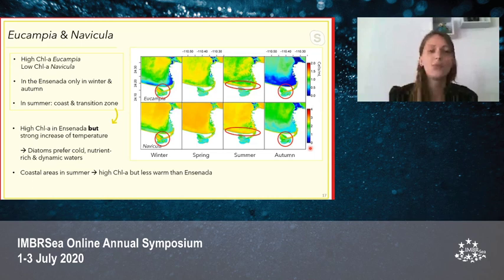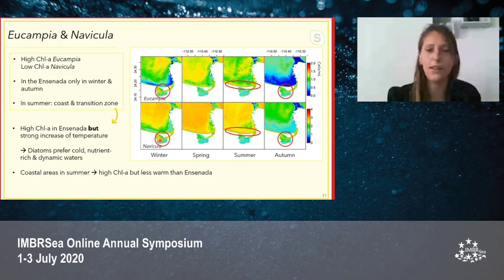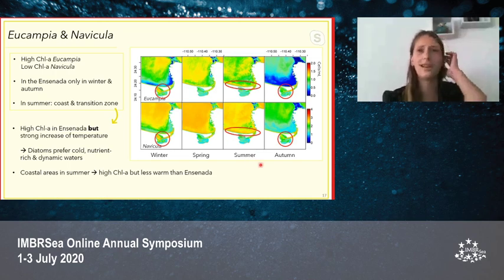This is because the Ensenada presents a high amount of chlorophyll A, but also during spring and summer the temperatures, as I said before, increase strongly. And both genera are diatoms, which are known to prefer cold, nutrient-rich and dynamic waters. So there might be an explanation that they occur in the Ensenada since the chlorophyll A is high, but when the temperature increases, they leave the Ensenada to be more abundant in the offshore area. The distribution that is limited in the coastal area in summer is probably due to the fact that in this area the chlorophyll A is high, but this area is less warm than the Ensenada.